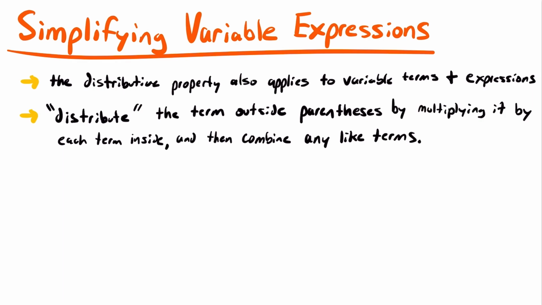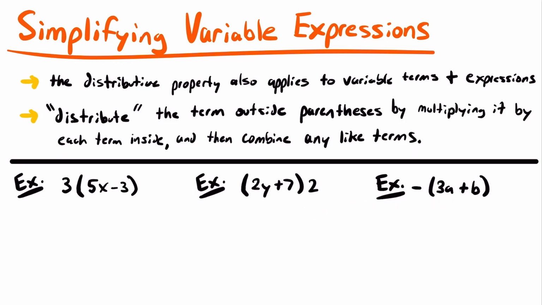So for example, here I have 3 different variable expressions where we can use the distributive property to help us simplify. Starting with the first one here, we have 3 multiplied by 5x minus 3. What we can do is distribute that 3 into this quantity by multiplying it by both of those terms. We take the outside value and multiply it by each inside term. All right, so we will multiply 3 by 5x, and we will multiply 3 by negative 3. Doing so will give us 3 times 5x minus 3 times 3, right?